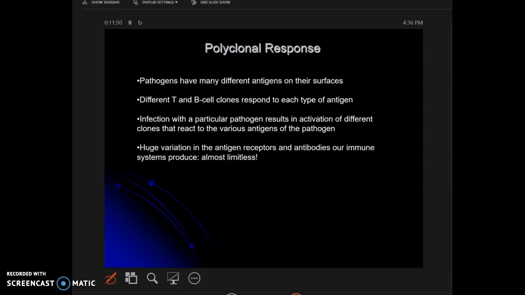This is called the polyclonal response. So pathogens, remember, will have many antigens, right? So the different types of T and B cells will attack. And that is why it will help to destroy the foreign body. It's not like one antigen will activate only one T cell and B cell. No, there are many antigens, and different groups of T and B cells will attack it as a team.